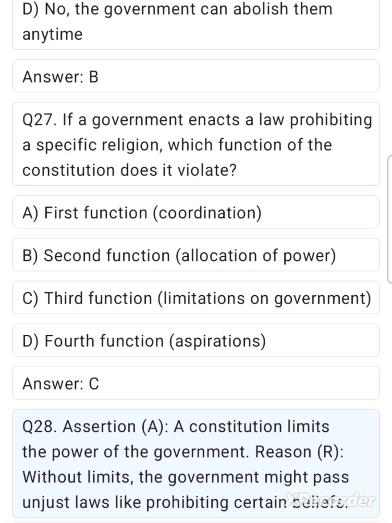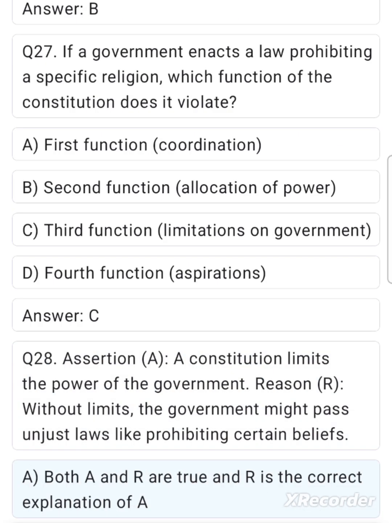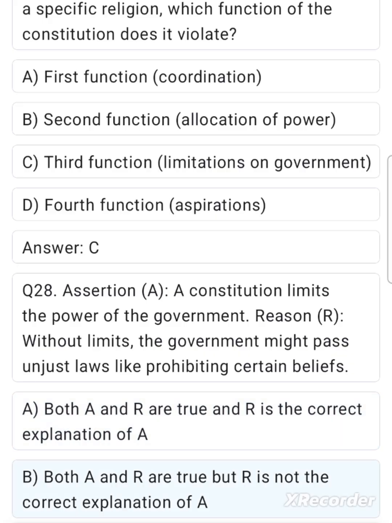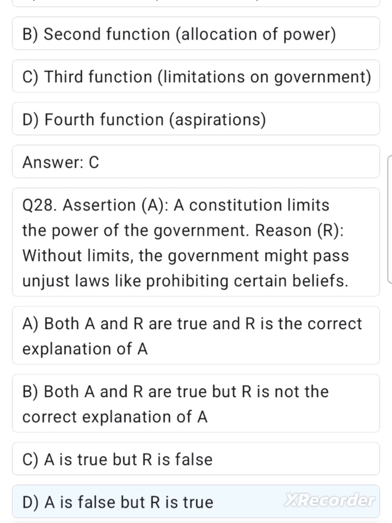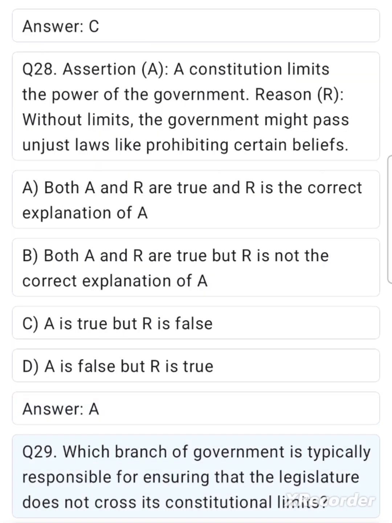Q28. Assertion A. A constitution limits the power of the government. Reason R. Without limits, the government might pass unjust laws like prohibiting certain beliefs. A. Both A and R are true and R is the correct explanation of A. B. Both A and R are true but R is not the correct explanation of A. C. A is true but R is false. D. A is false but R is true. Answer. A.